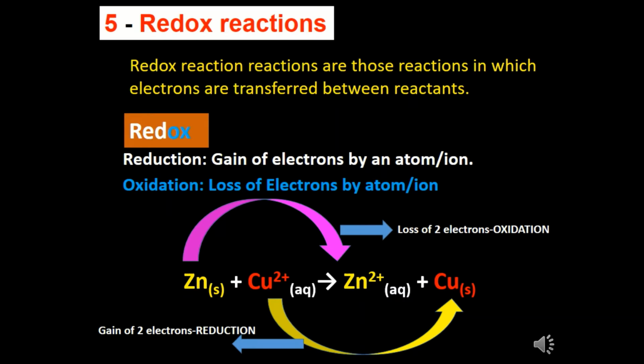If you look at this equation down here, zinc, the yellow one, goes to the product as zinc 2+. Here it is nothing, here it is 2+. It means it loses 2 electrons, loss of 2 electrons, it is oxidation. Copper is copper 2+ on the reactant side. But on the product side, it becomes copper 0. So it gained 2 electrons. When an atom or ion gains electrons, we call it reduction. So gain of 2 electrons is reduction, loss of 2 electrons is oxidation.